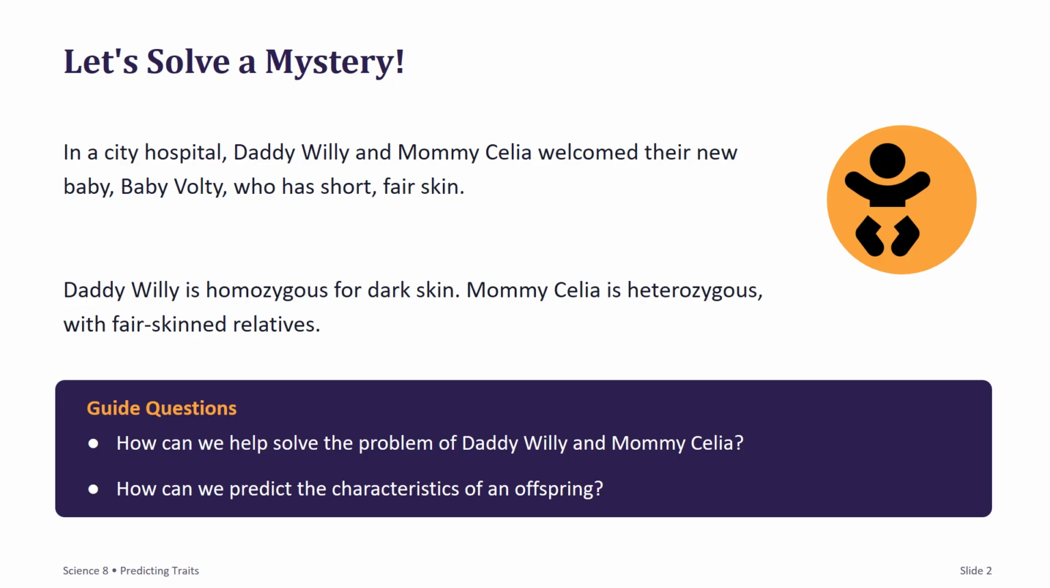Here are our guide questions. Number 1. How can we help solve the problem of Daddy Willie and Mommy Celia? Number 2. How can we predict the characteristics of an offspring? Think about these questions as we move forward. By the end of the lesson, you will have the tools to solve this mystery yourself.